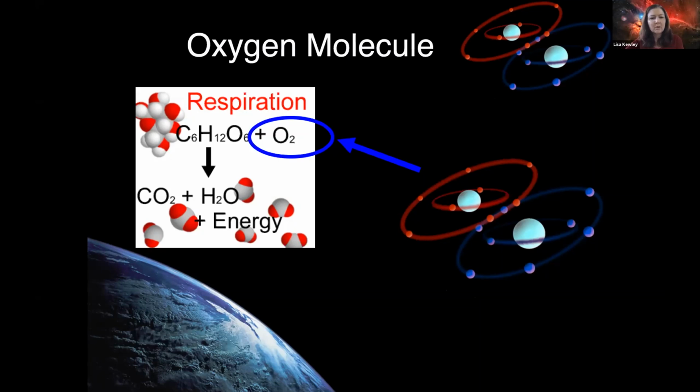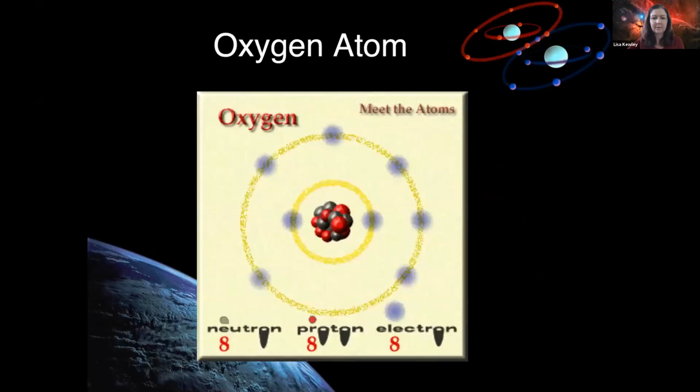When I talk about oxygen in the universe, I'm going to start with the oxygen atom, because we can't get the oxygen molecule without creating the atoms first. So here's an oxygen atom. In the nucleus, you've got 8 neutrons and 8 protons, and then surrounding that, you've got 8 electrons. And so we have to somehow create that oxygen in the universe.